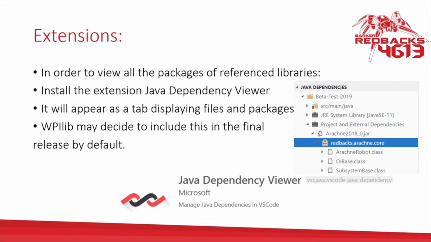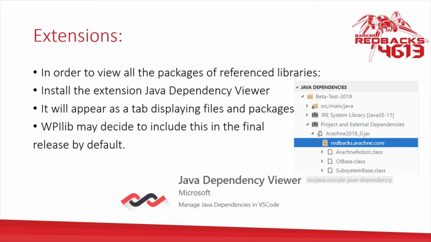Once you have the extension, you type that name into Visual Studio Code under extensions, and it'll pop up. You install the one by Microsoft. It's a very nice extension, and it will appear as a tab on the side, displaying files and packages, as you can see here with the one we have.